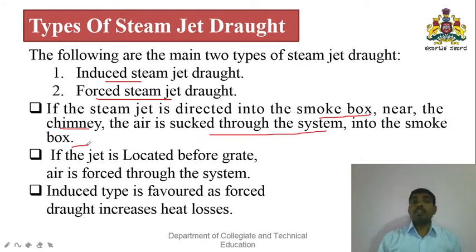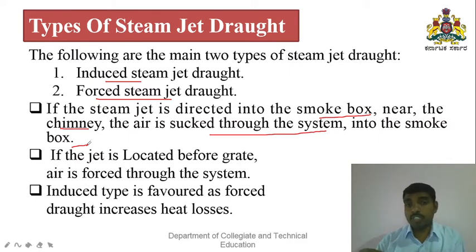As usual, in a mechanical draught system we have three types: forced, induced, and balanced. Here, in steam jet draught, we have two classifications: induced and forced. It depends upon the mounting of the steam nozzle. If the steam nozzles are installed before the boiler, at the grate, or at the furnace of the boiler, we call it a forced steam jet draught. If the same nozzle is installed at the end, nearer to the chimney, we call it an induced steam jet draught. Let's take note of how the induced and forced draughts work in a future slide.